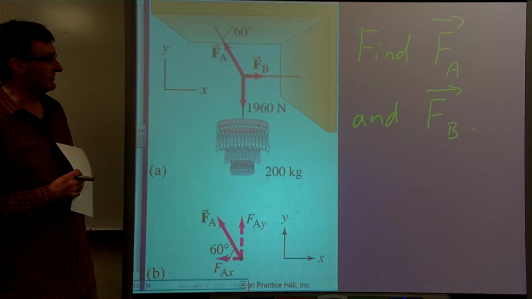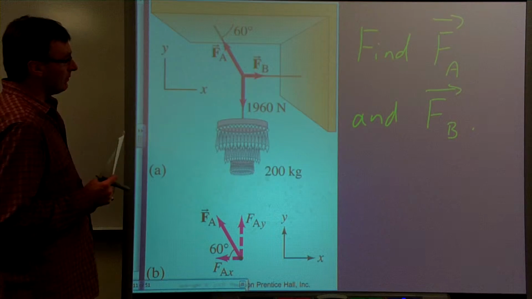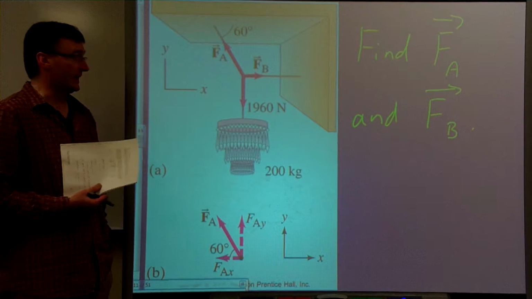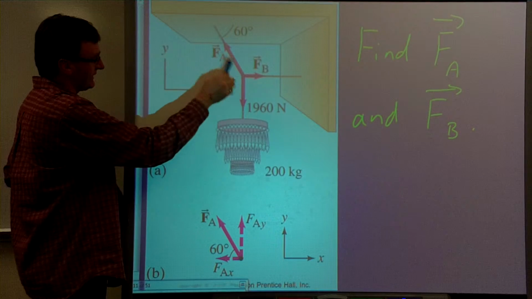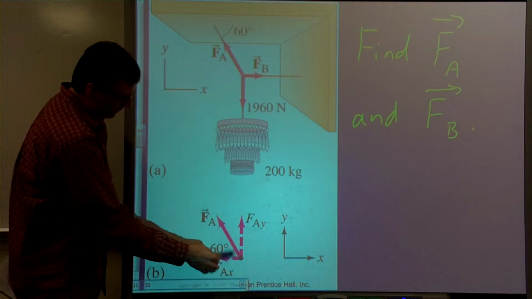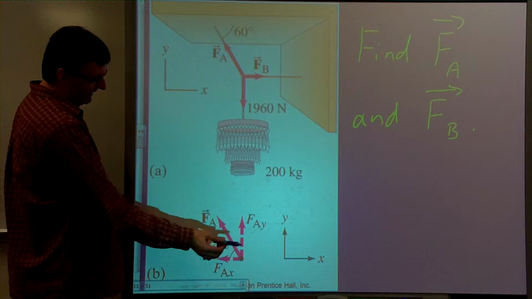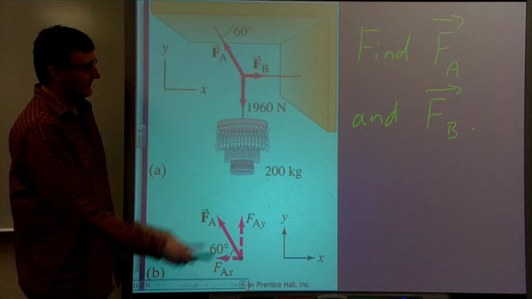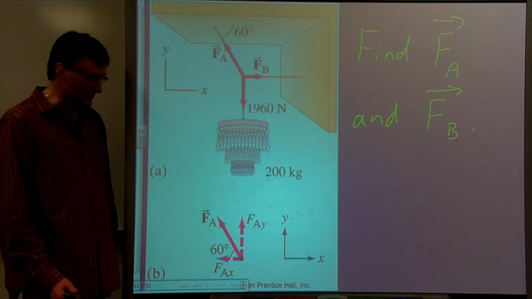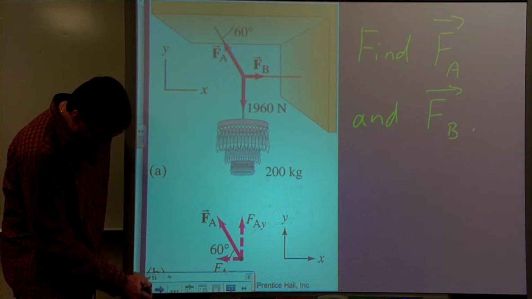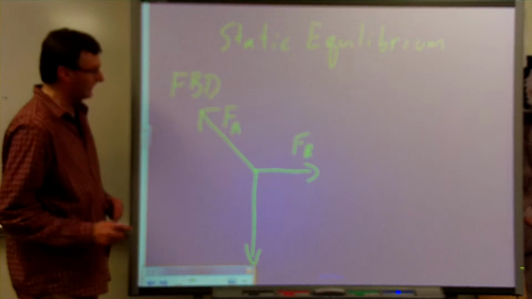This is sort of known as the chandelier type of problem. What we need to do is find force A and force B. You can see that obviously force A is not along one of the axes, so again, we'll have to deal with components. But we have the angle there, so that's not really a big deal. We have the mass of the chandelier, so this is a relatively easy exercise, really. And again, it's in static equilibrium.